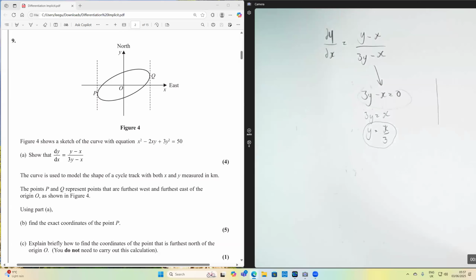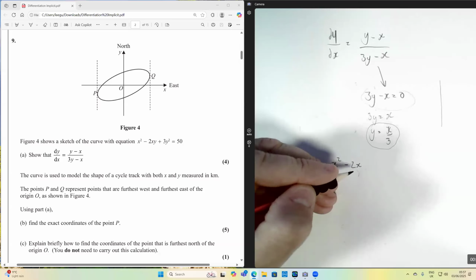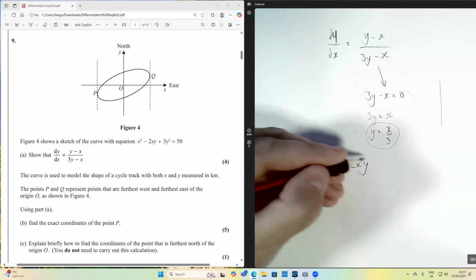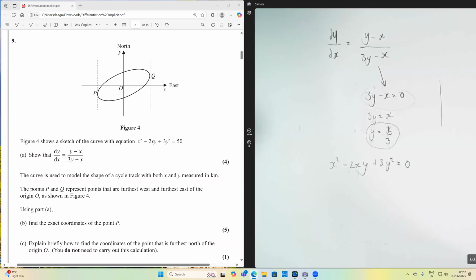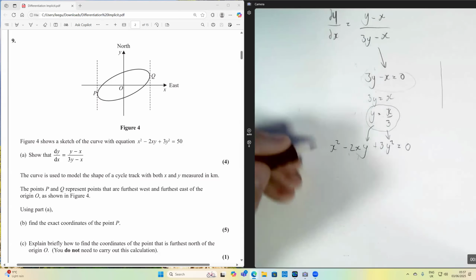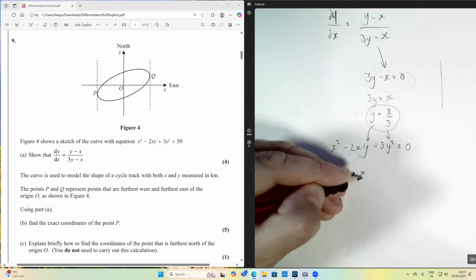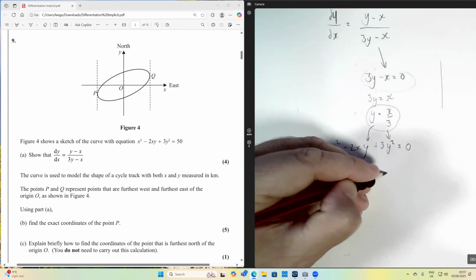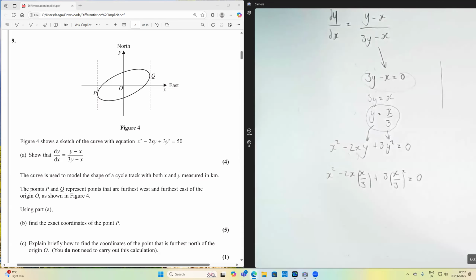So what we do now is we take this value of y from the gradient, from where this happens, and we sub that back into our original equation of the curve to find out the coordinates of where this happens. So we're going to take this expression for y, and we're going to sub it into our original equation. So that's going to give us x squared minus 2x times x over 3 plus 3 times (x over 3) all squared is equal to 50.